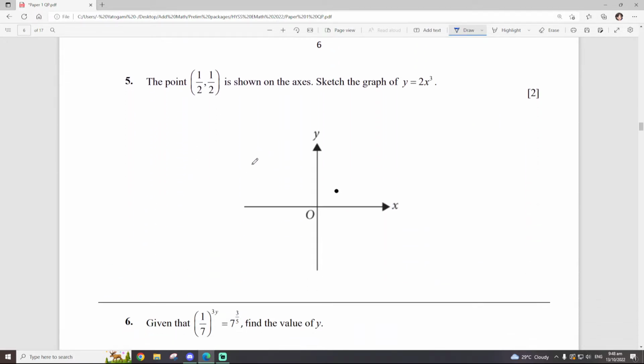Question 5, we have this graph sketch. Point half half is shown in the x, sketch the graph of y equals 2x cubed. So we know that the x cube graph looks something like that, but the problem is where does it actually pass through? Does it pass through the point or not? Now it actually turns out that it does not pass through the point. If you put in half into here, you only get a quarter, so it should actually come around somewhere down here.